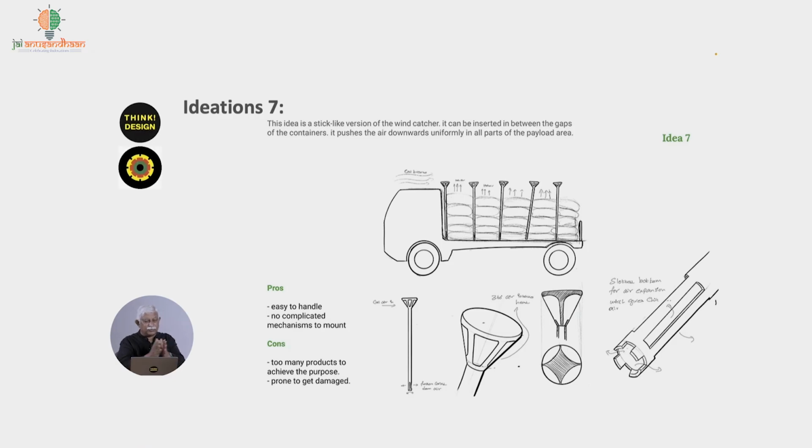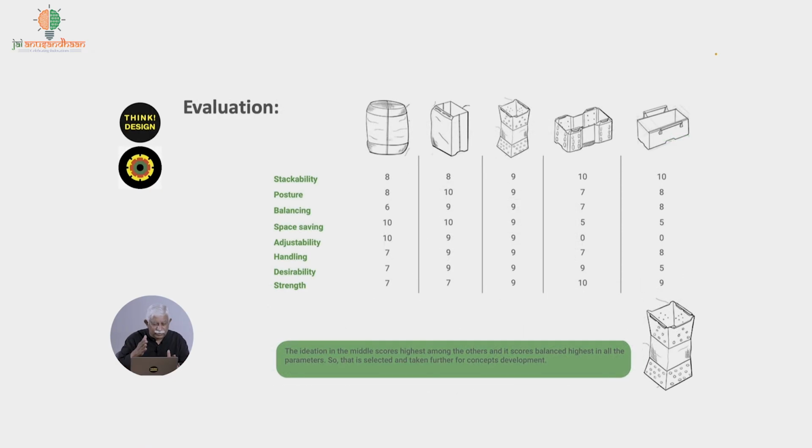Okay. So, once you have so many ideas, they were all evaluated against one another, against stackability. These are all the important features that are essential for the solution: the posture of it while carrying it, how do you balance it, does it save space when not in use, can you adjust it, how easy is it to handle, is it something that you desire, and what is the strength of it. Okay. So, these were very good.